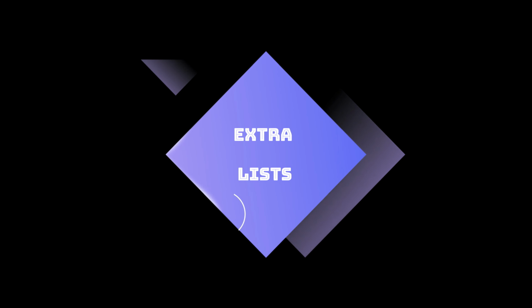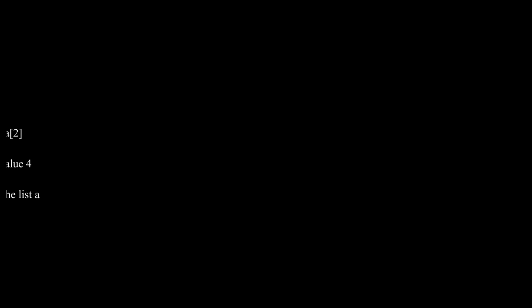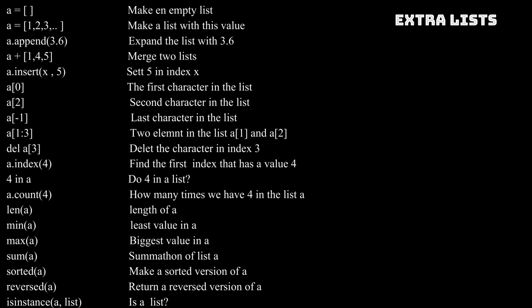Here, we talk about extra stuff in lists. In the first part of this lecture, we will talk about known stuff about lists. Then we will move on to talk about new stuff about lists. We will talk about how to make a copy of the list and how to make a copy of part of the list. So let's see.